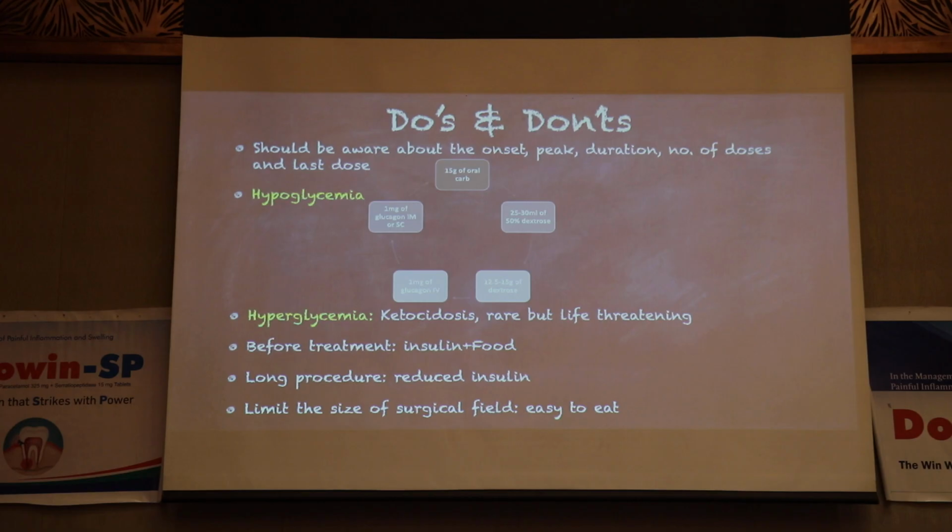If they are saying dizziness or anything, and the patient is oriented and conscious, probably we can give 15 grams of oral carbohydrate. The next thing, after the glucometer, that you should always have in your clinic is glucose. In case the patient is not conscious, you need to give an IV of 25 to 30 ml of 50% dextrose, followed by 12.5 to 15 grams of dextrose.